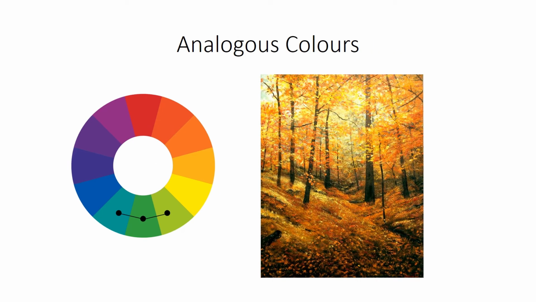Analogous colours. Analogous colours include the use of three adjacent colours. This is beneficial to use in a setting where a certain temperature or feel wants to be created. This fall picture is a perfect example of how orange, yellow, and yellowed orange work harmoniously together to create a warm autumn feel in this image.